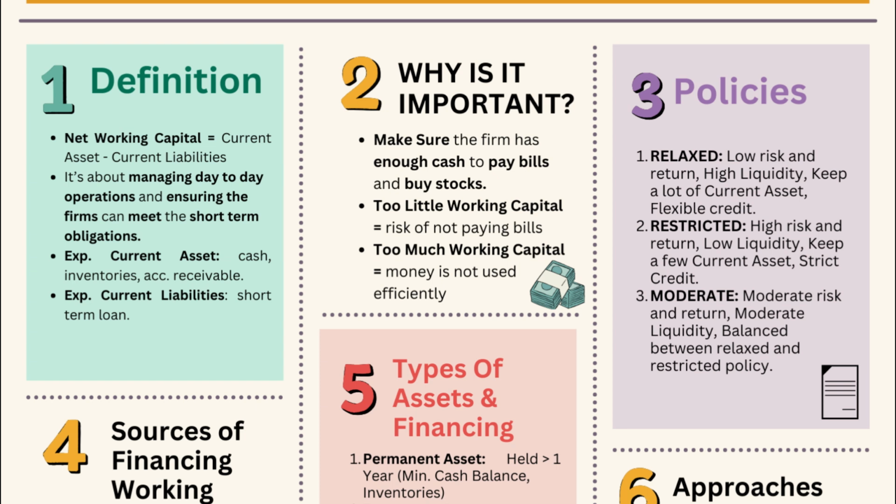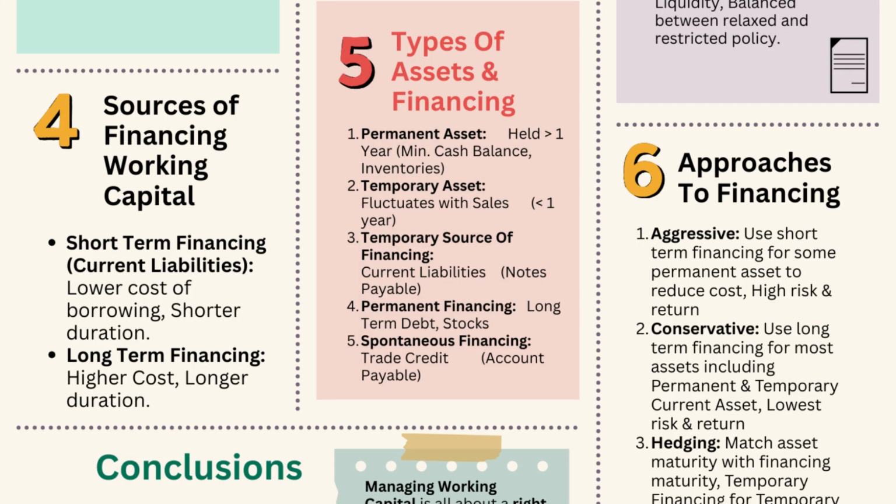And the last policy that we have is moderate policy. It combines both restricted and relaxed policy, so it shows a moderate risk and return and also liquidity. Now let's move on to the sources of financing for working capital. There are two sources of financing. The first one is short-term financing, or current liabilities. It has a lower cost of borrowing and shorter duration. The second one is long-term financing. It has a higher cost and longer duration.